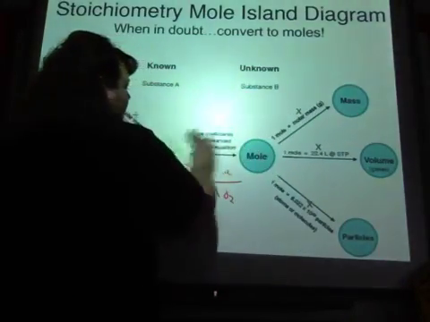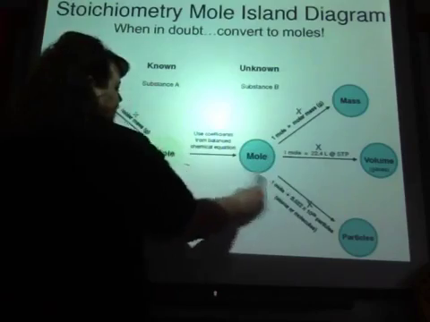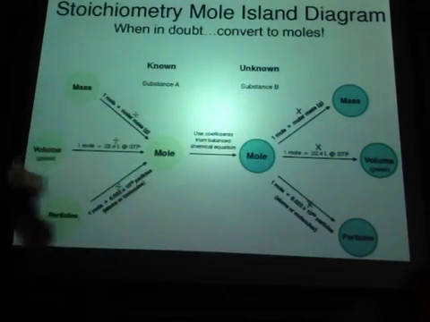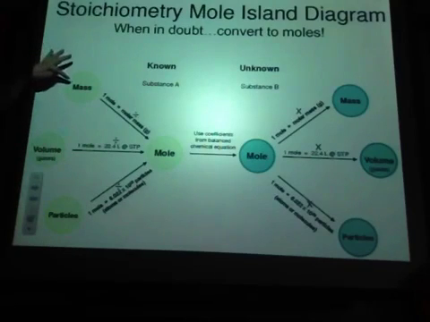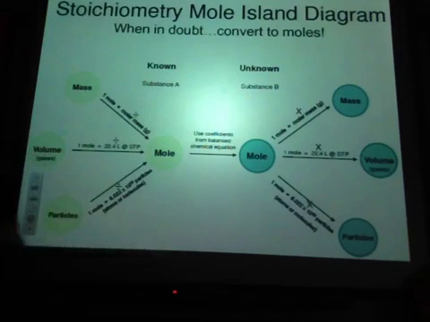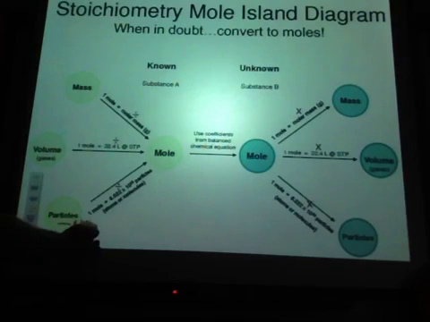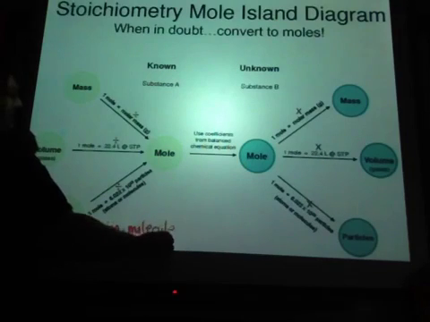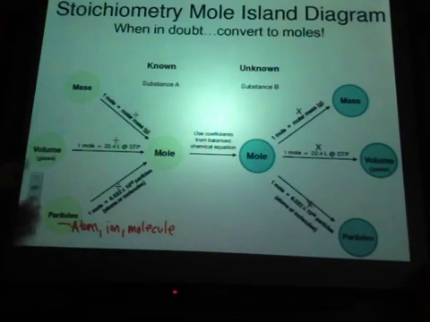So we always start on the left side and figure out where we're starting. This is our known side of our first substance. If we're given mass, we'll start up here. If we're given a volume, we would start here. If we're given particles, remember, what is a particle? A particle can be an atom, ion, molecule, which are the most common ones. Or we could be starting at moles. So you've got to figure out which one of these four areas we're starting at.